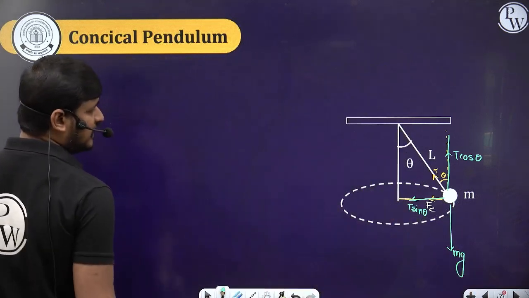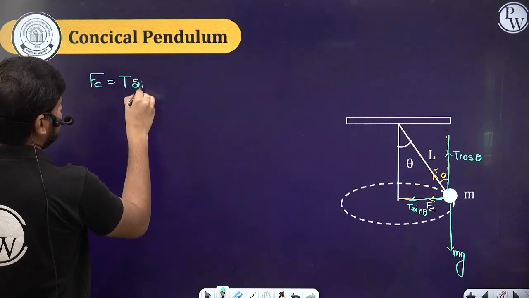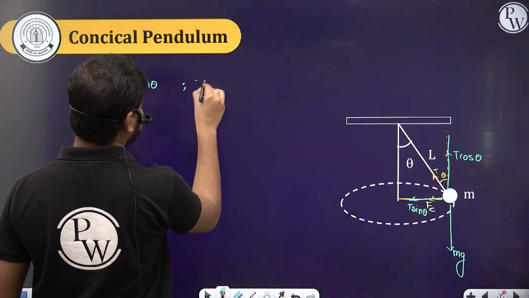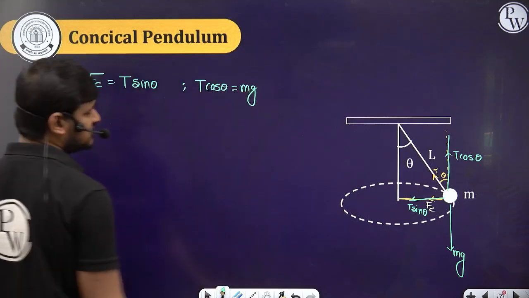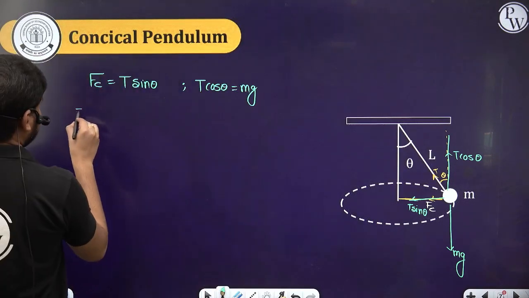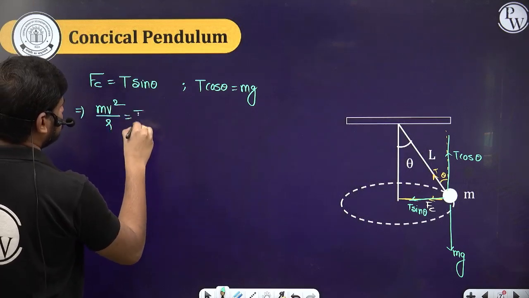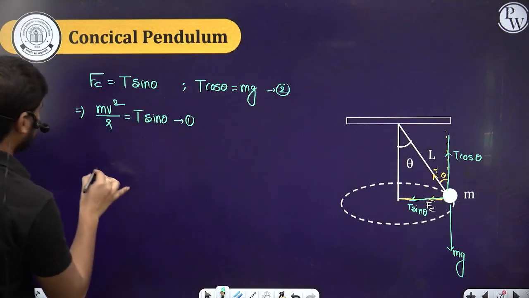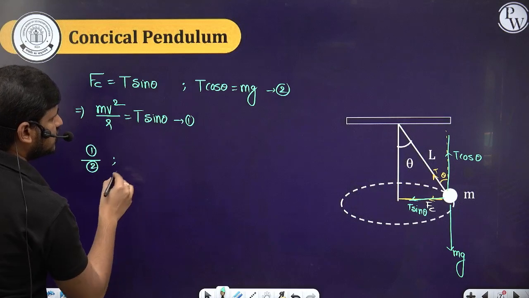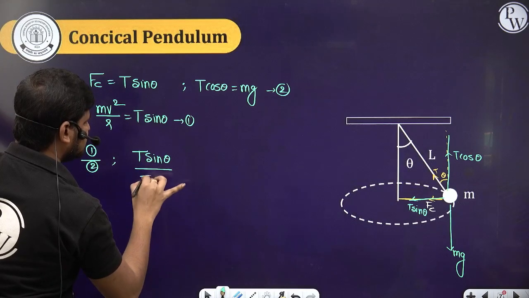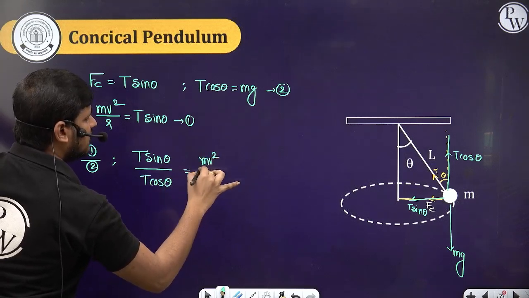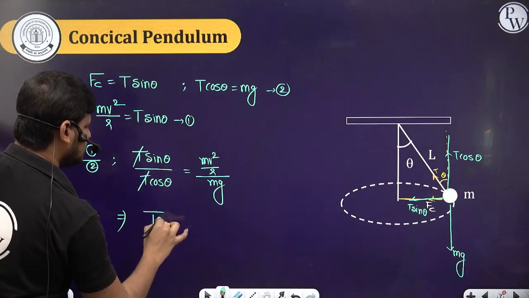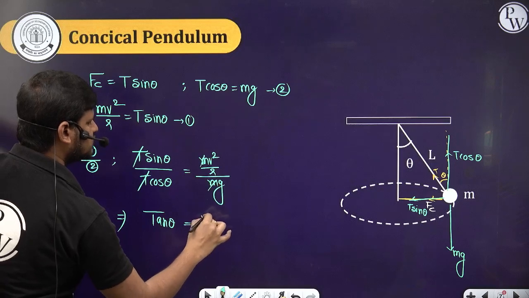From this diagram, I can say that Fc is equal to T sin theta. The centripetal force is equal to T sin theta. Clear this part? One more thing: T cos theta is balanced by its weight mg. Fc we know is mv square by r, so T sin theta equals mv square by r, let it be equation 1. T cos theta equals mg, equation 2. Let's divide equation 1 by equation 2, so T sin theta by T cos theta equals mv square by r by mg. T cancels, sin theta by cos theta is tan theta, m cancels, so it equals v square by rg.